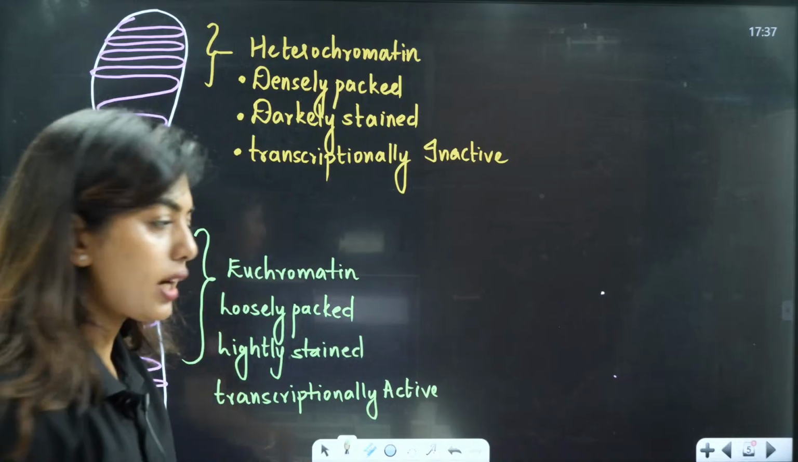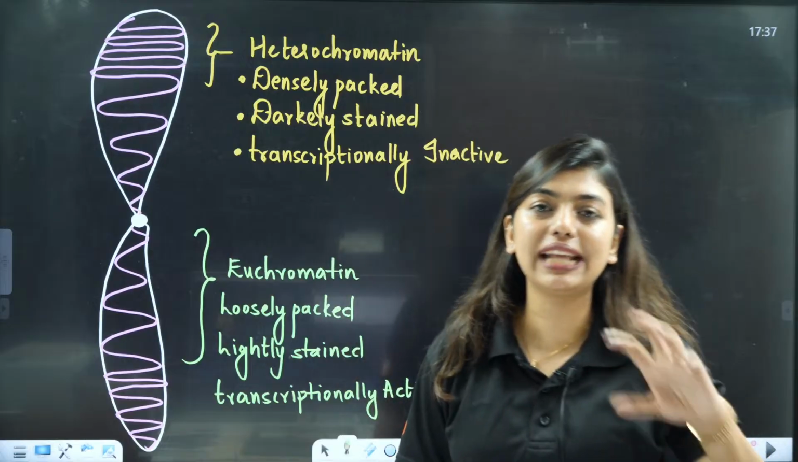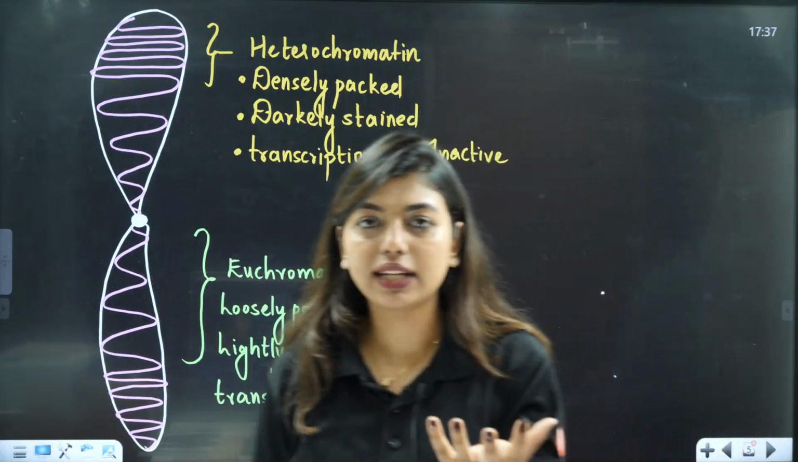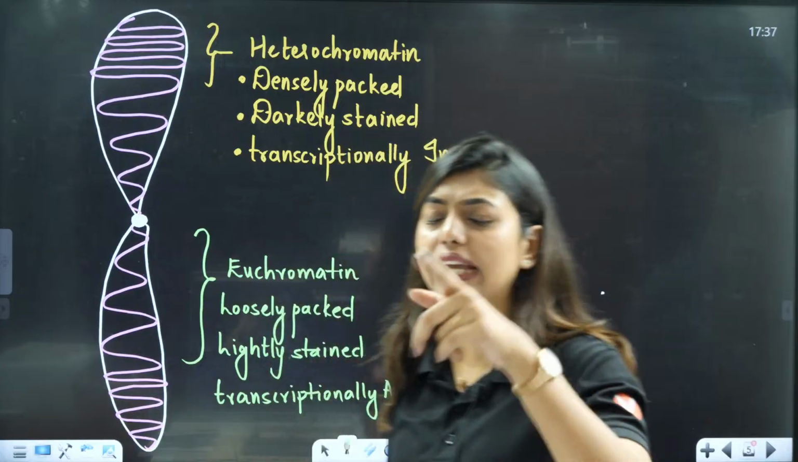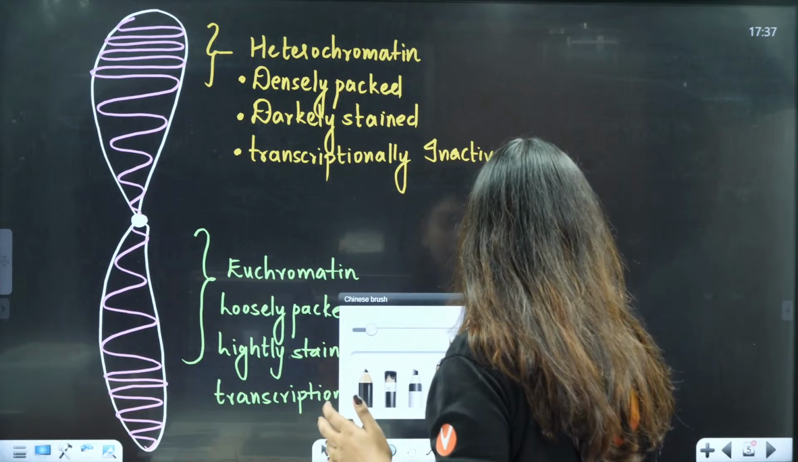Awesome. Okay, let's continue. So heterochromatin is densely packed. If it is densely packed, it stains darkly. So here, for heterochromatin, please remember HD.